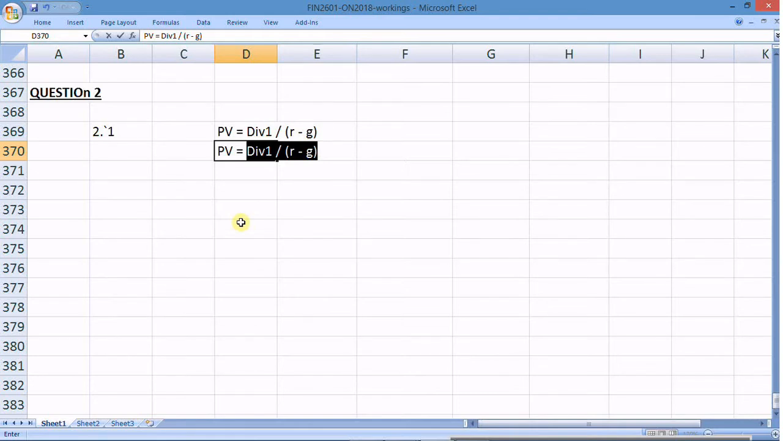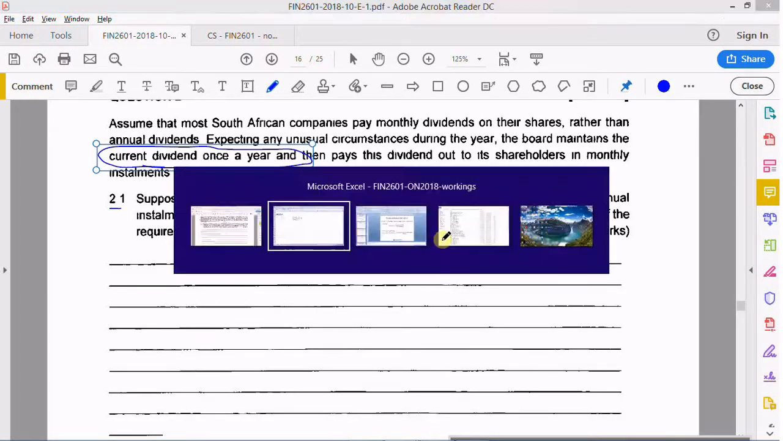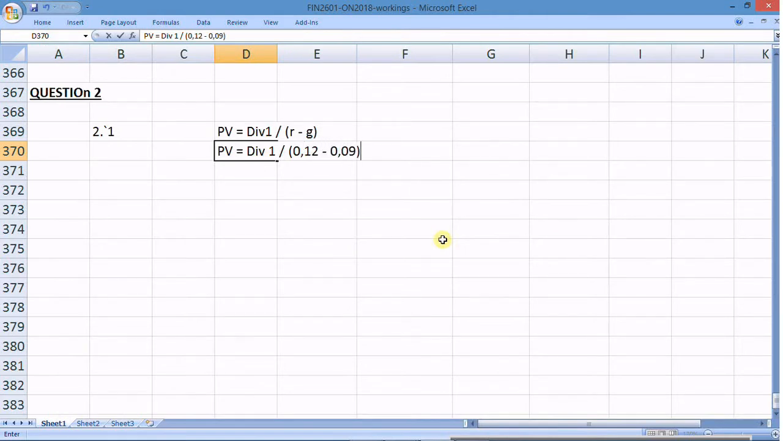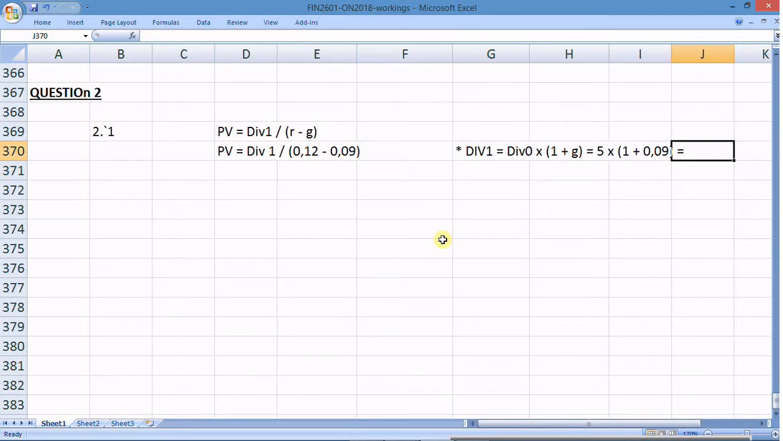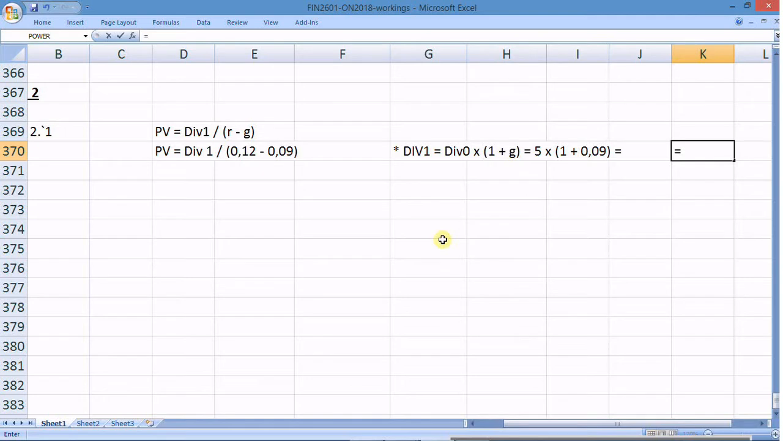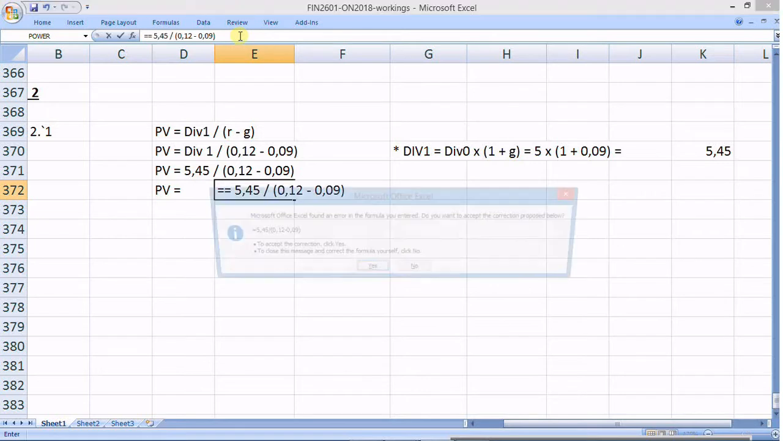Dividend 1 we need to solve for, do you agree? Yes. Okay, so div 1 divided by R minus G. What is the rate? The rate was 12%. And it was 9% growth. So 12 minus 9. Okay, asterisk. Div 1 equals div 0 times brackets 1 plus growth. Okay, you need to add growth for 1 year. So what is the dividend? 5 rand. Okay, so 5 rand times bracket 1 plus 0.09. So the first dividend that grows is 5 times 1.09 equals 5.45. There's the answer.